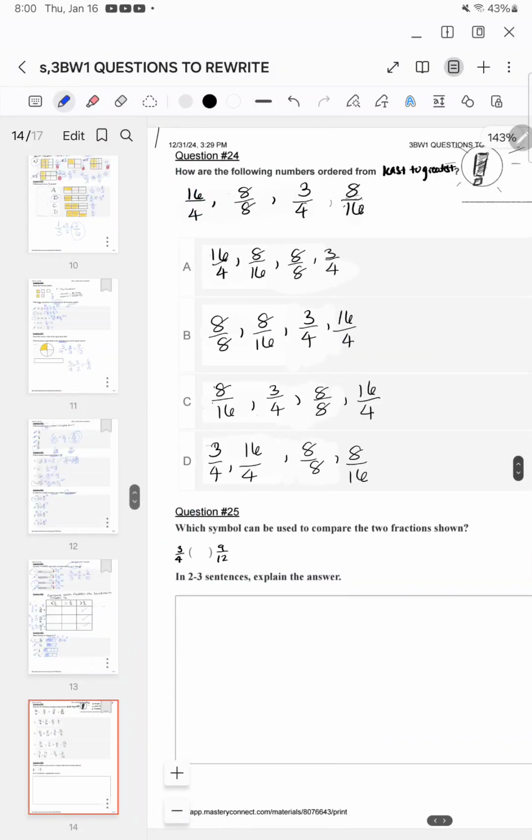Alright, so again, which fraction is from least to greatest? Least to greatest. So, or should I say greatest to least? Let's see. I think I meant to put greatest to least. But for the sake of it, I understand. I won't count this question against the students. Greatest to least. So if I look here, no, it's good. It's original. I can keep this.